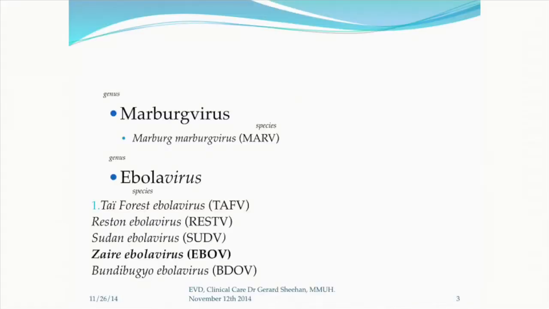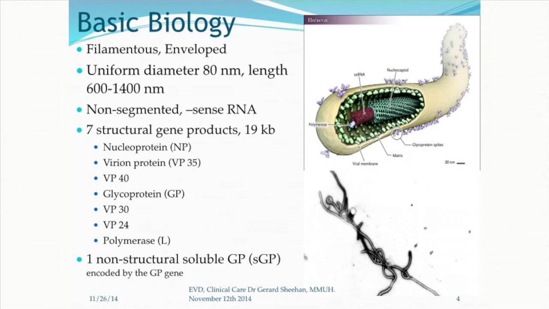So as Darina outlined, the virology: we're talking about the filoviruses of Filoviridae, Marburg virus, and 5 different types of Ebola virus. In practical terms, 2 different forms of Ebola virus, Sudan Ebola virus and Zaire Ebola virus, which is the cause of the present outbreak, as outlined. It's a filamentous enveloped virus. It's an RNA negative sense. It's uniform diameter, 80 nanometers, 600 to 1400 long.